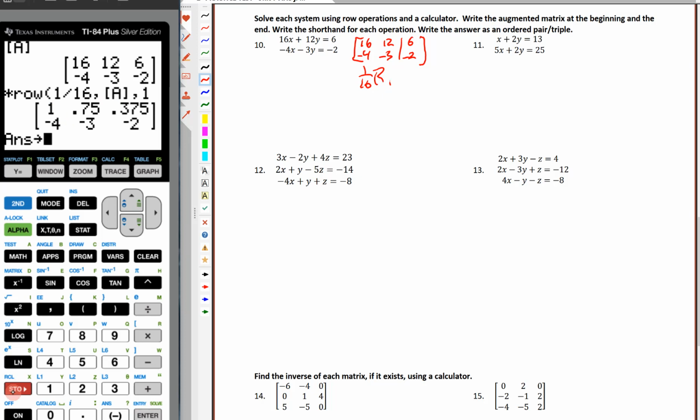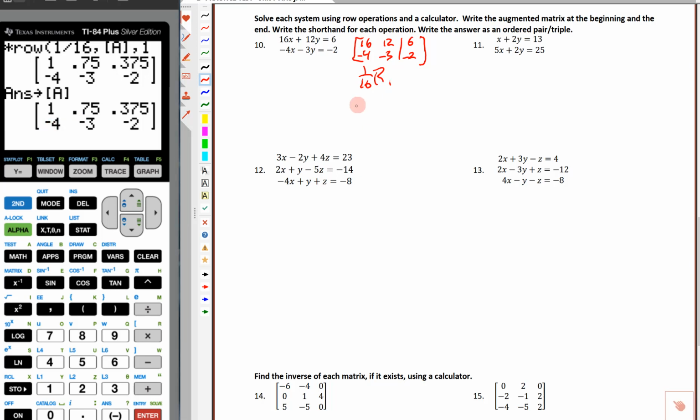So I hit the store button and the name of the matrix. And again, once I get these down, I've got these in the deep recall history of the calculator, so I'll be able to make the commands a little more quickly. Okay, next thing we want to do is use the 1 to make that a 0. So what do I add to -4 to make it a 0? I add 4, so that's the number we're going to multiply the 1 by. So 4 times row 1, and we're going to add that to row 2.